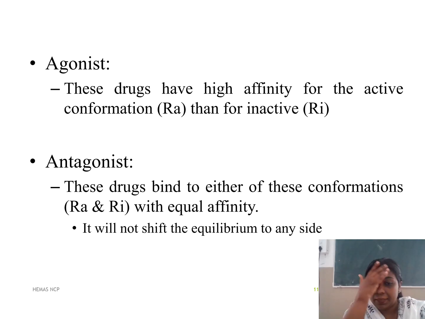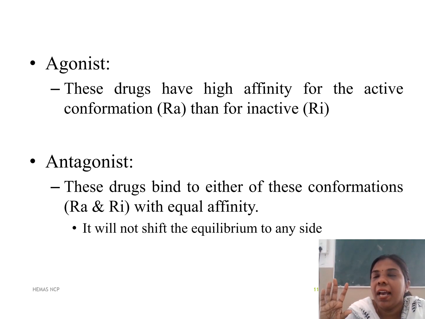Next, two terms: agonist and antagonist. Agonist means drugs having high affinity for the active conformation RA rather than for the inactive RI. Antagonist means these drugs bind to either of these conformations, RA or RI, with equal affinity. It will not shift the equilibrium to any side.